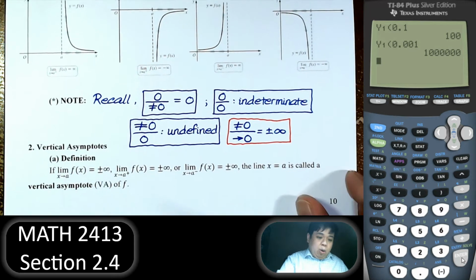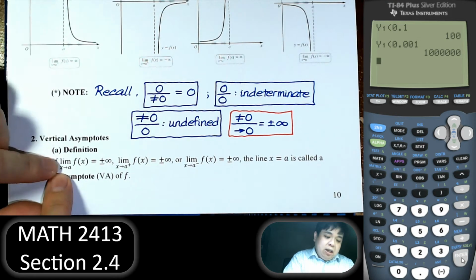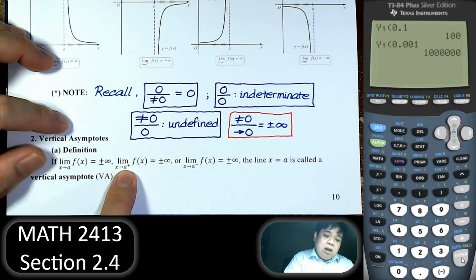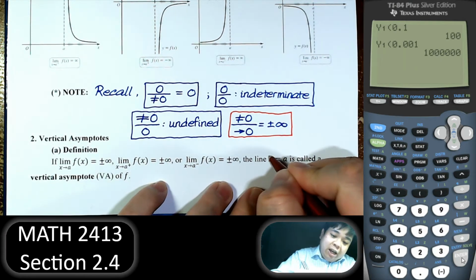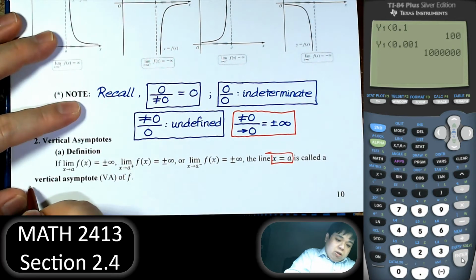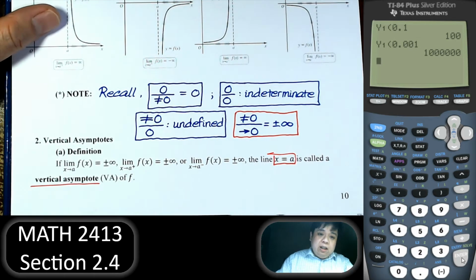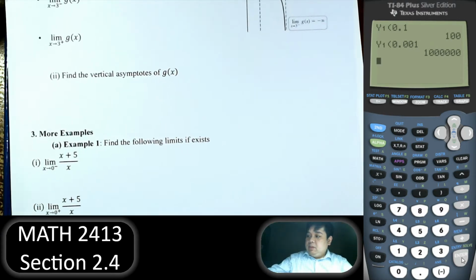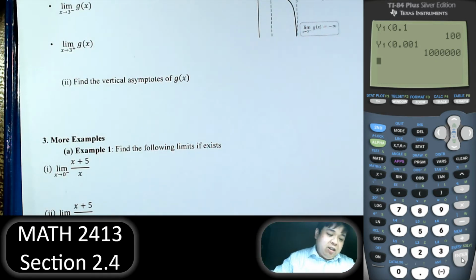Next, we define vertical asymptotes. If the limit of the function goes to either positive or negative infinity, on the left side, the right side, or both sides, then we say x equal to that constant a is the vertical asymptote. So we only need one side of the limit, we don't need both. If the limit from one side goes to infinity or negative infinity, then x equal to that number is the vertical asymptote.